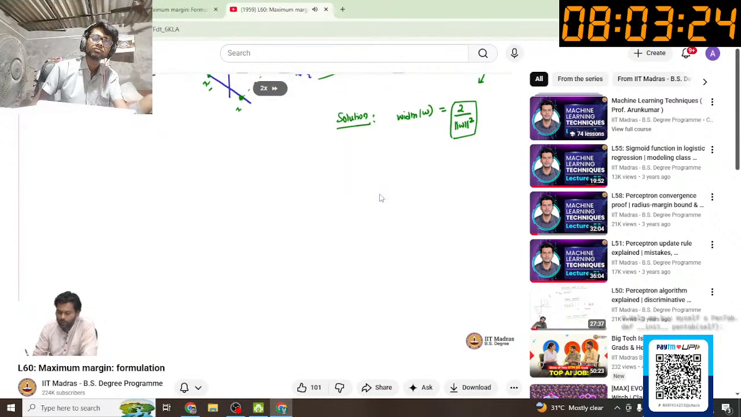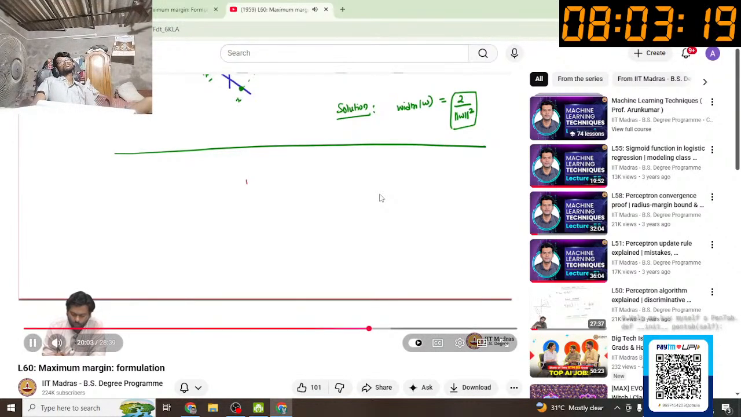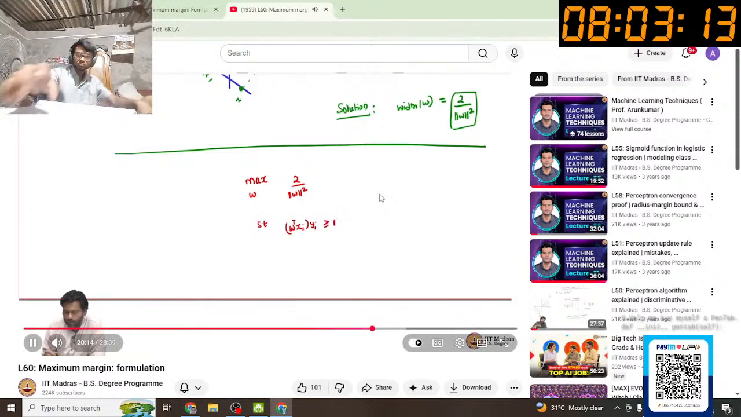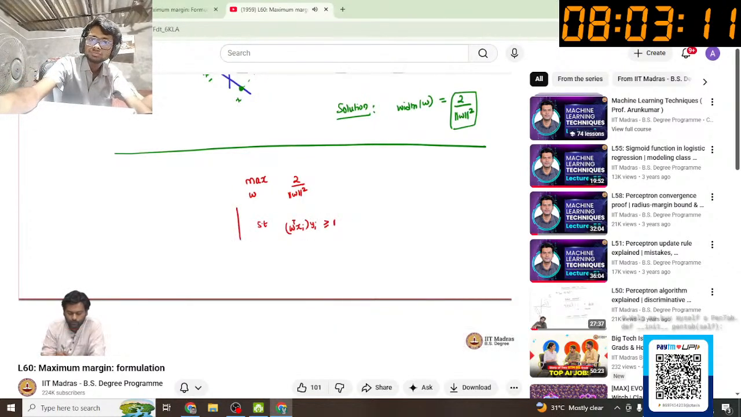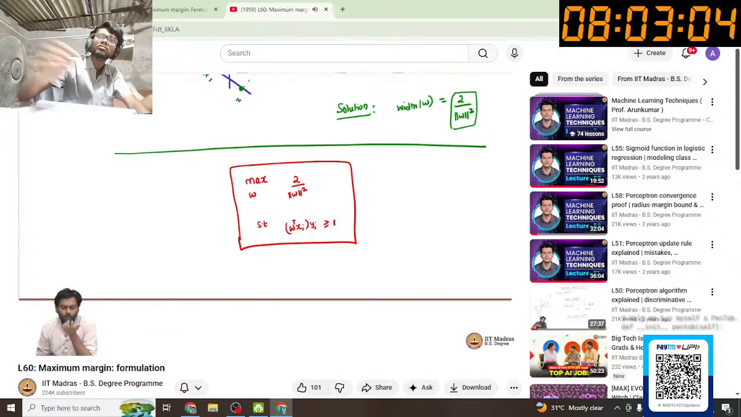Which is good, because now we can actually write down the entire formulation that we want, which can be written as follows, right? So what we want to do now is maximize over W, width of W, which is 2 over norm W squared, such that W transpose Xi into Yi is greater than or equal to 1. So this is our modified formulation now.